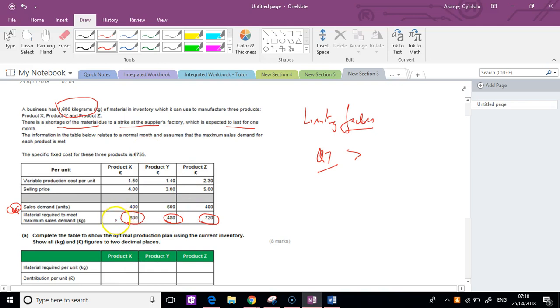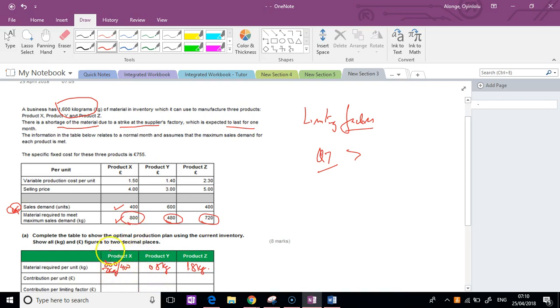If you need 800 kilograms to make 400 units, that must be 800 divided by 400, which is 2 kilograms per unit. Here, if you need 480 kilograms to make 600 units, that must be 0.8 kilograms per unit. And here, if you need 720 kilograms to make 400 units, that must be 1.8 kilograms per unit.